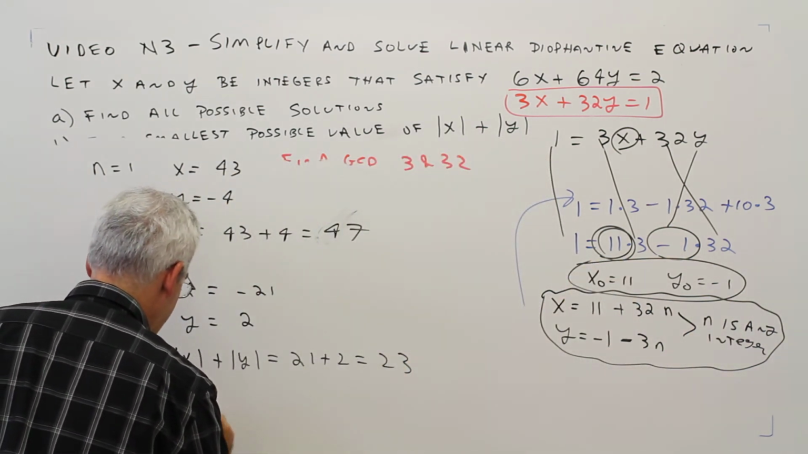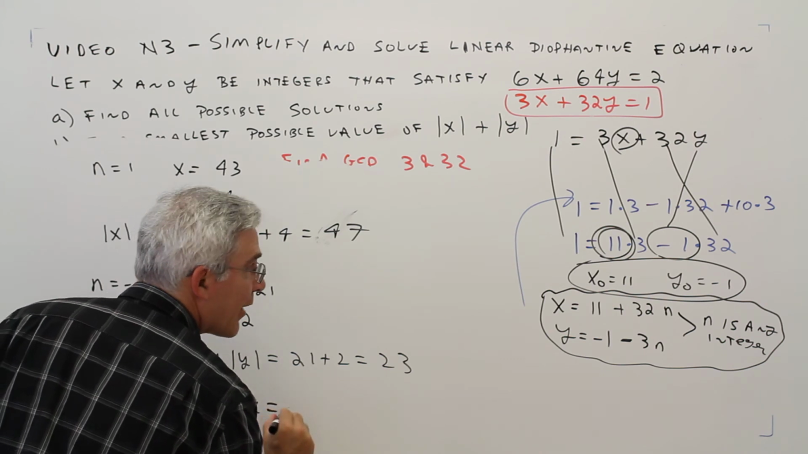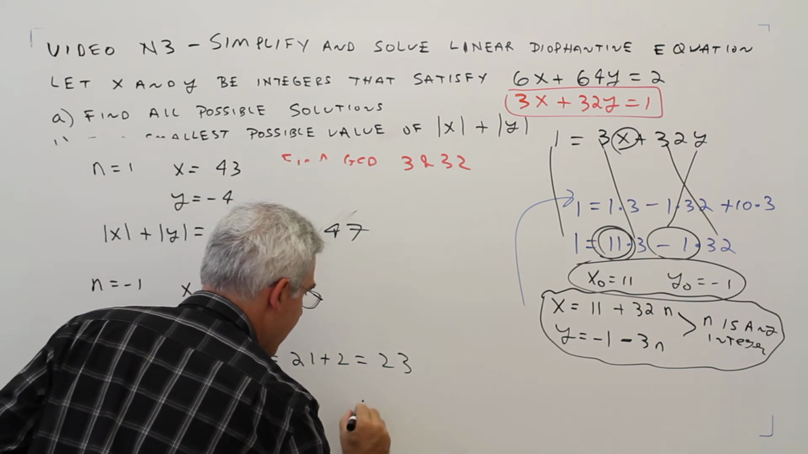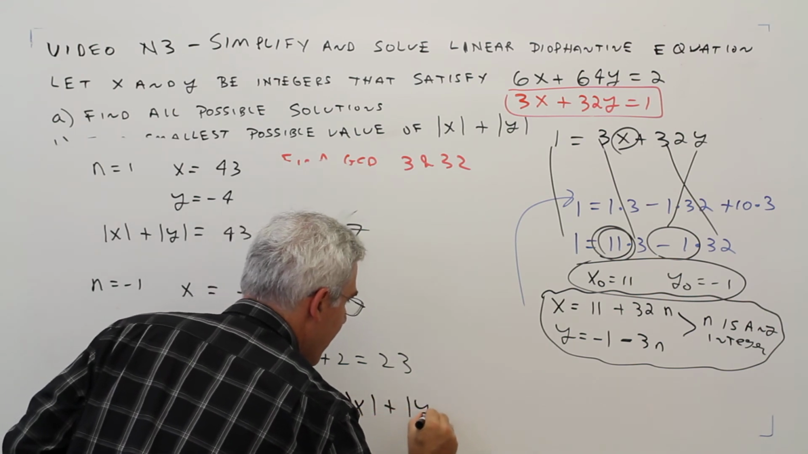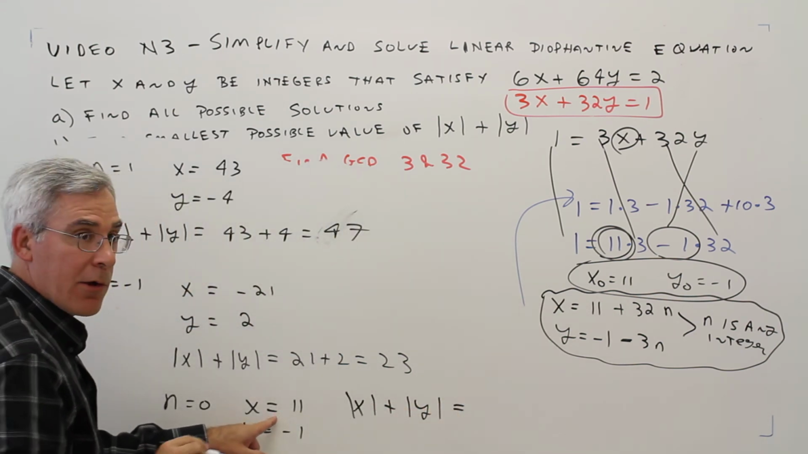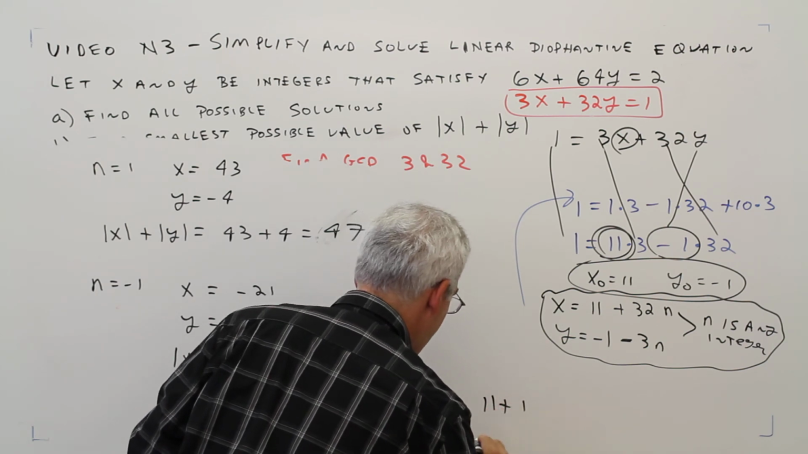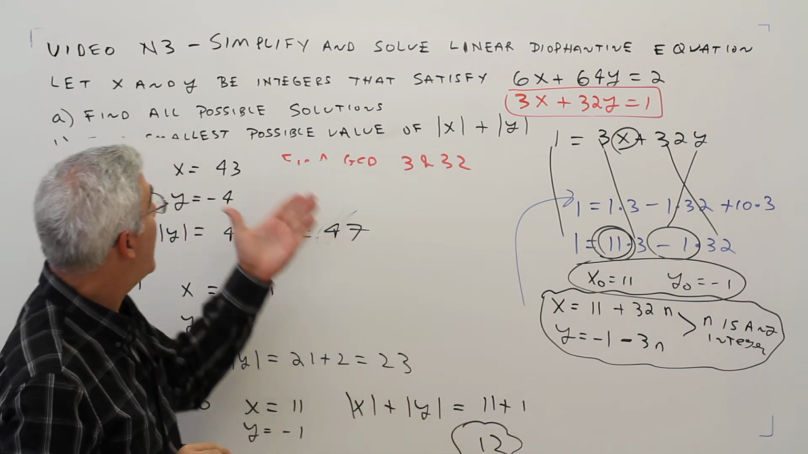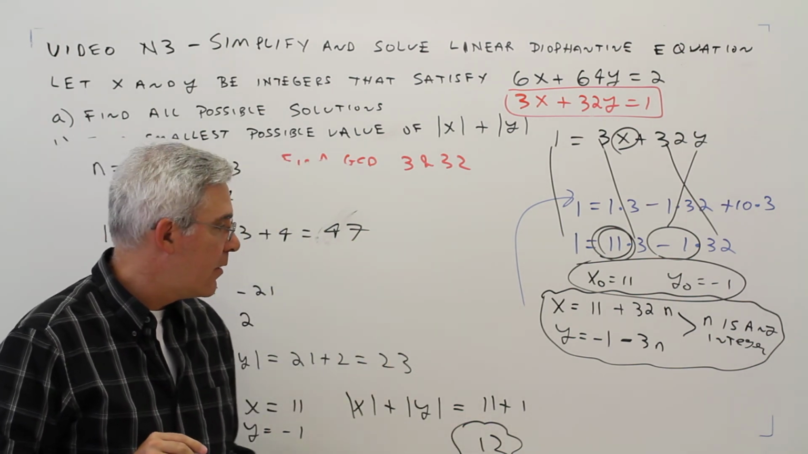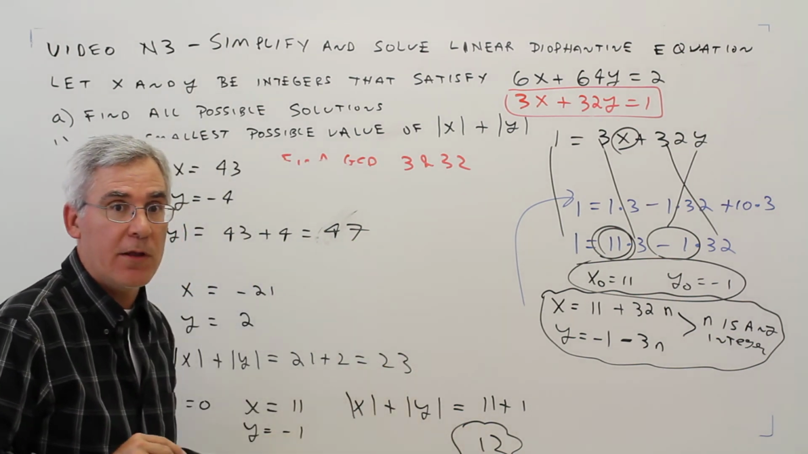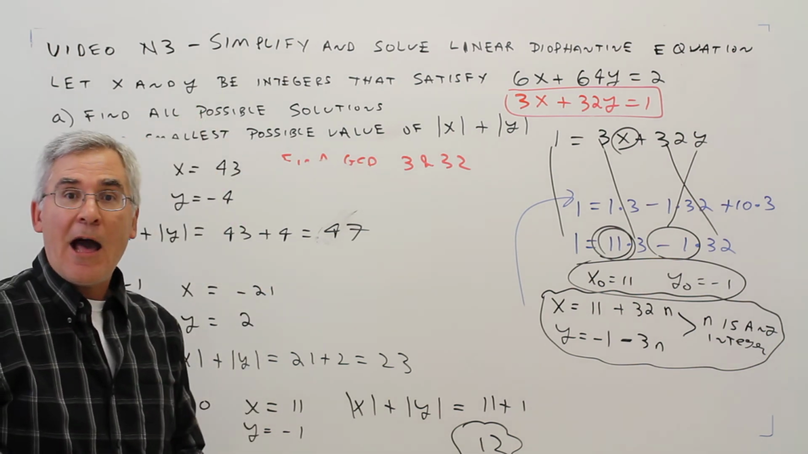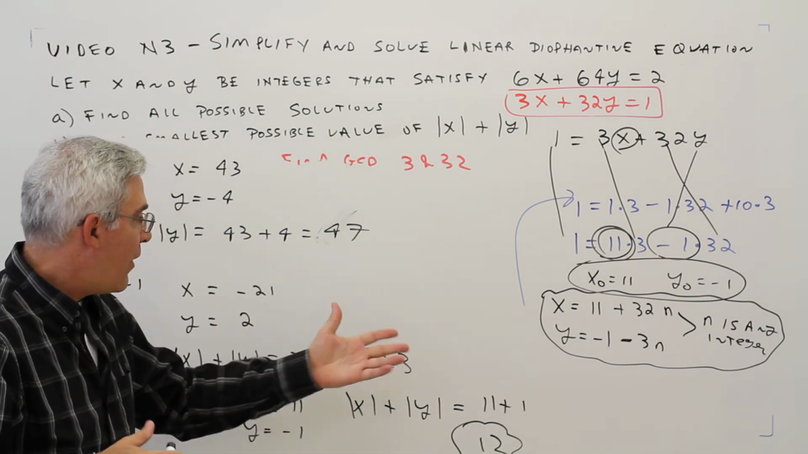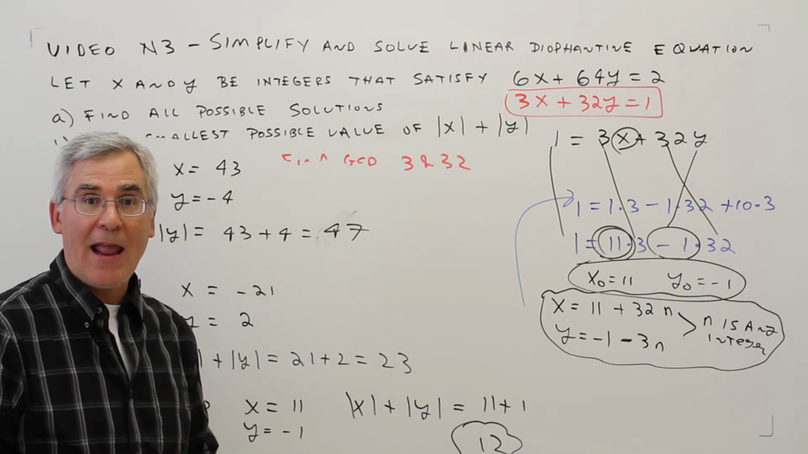So for n equals 0, I had x equal 11, y equal -1. The absolute value of x plus the absolute value of y would be 11 plus 1 would be 12. And that is going to be the smallest possible value. So that's the answer to part B. So there you have it, how to simplify linear Diophantine equations, solve them, and then report specific answers that are asked for.